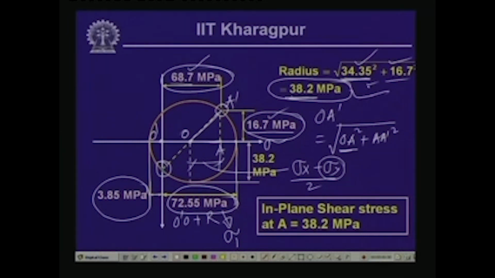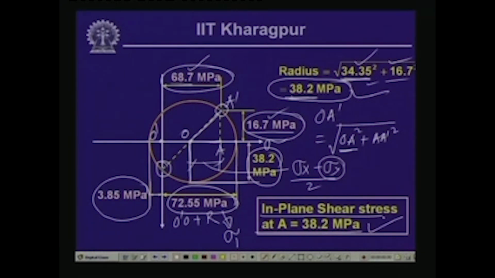And the maximum value of the shearing stress is the radius of this particular Mohr circle, and this radius is equal to 38.2 MPa. So, this is the value of the in plane shear stress. So, the maximum in plane shear stress that is occurring is 38.2 MPa.